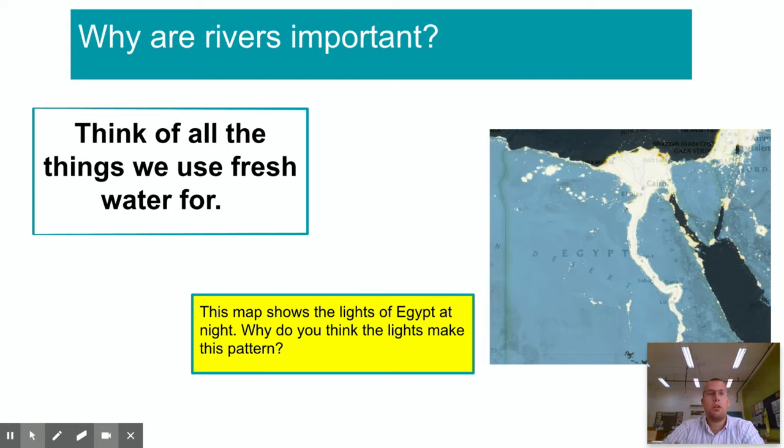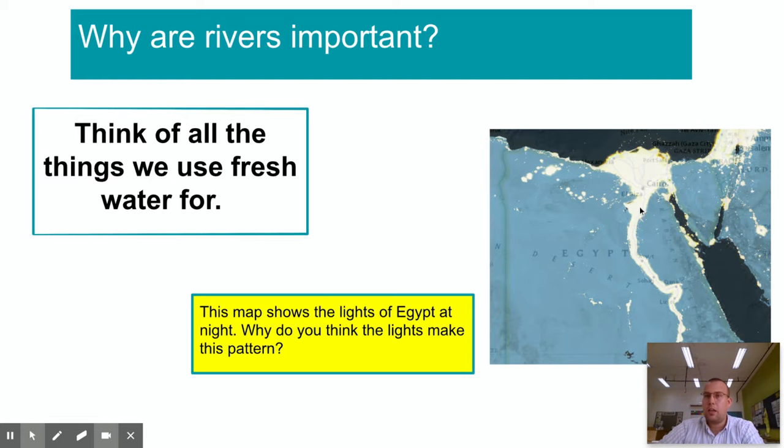Why are rivers important? Think of all the things we use fresh water for. You can type those answers into the answer sheet that you've been given for today's lesson. The same goes for this question. This map shows the lights of Egypt at night. Why do you think the lights make this pattern?